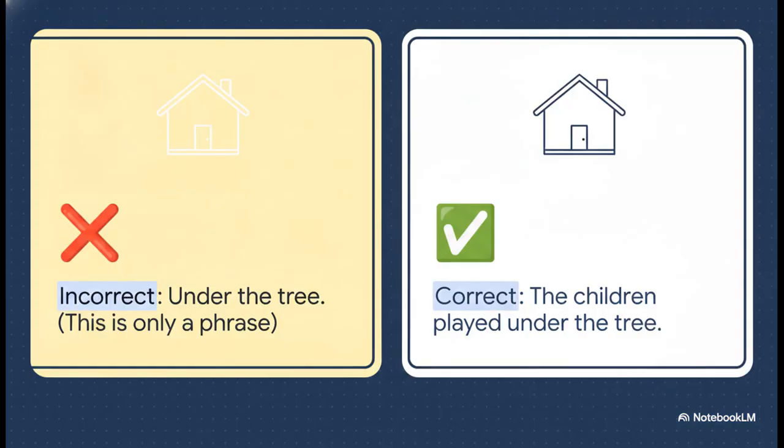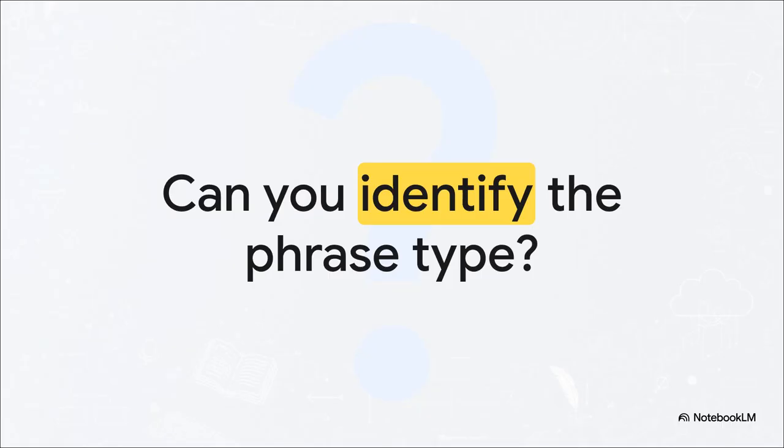But we've got to remember our foundation here. A phrase is just a part of the house. It's not the whole building. A super common mistake is treating a phrase like a full sentence. Under the tree is geographically descriptive, sure, but it lacks a subject and an action. You absolutely must attach it to an independent clause, like the children played under the tree, to avoid creating an incomplete sentence.